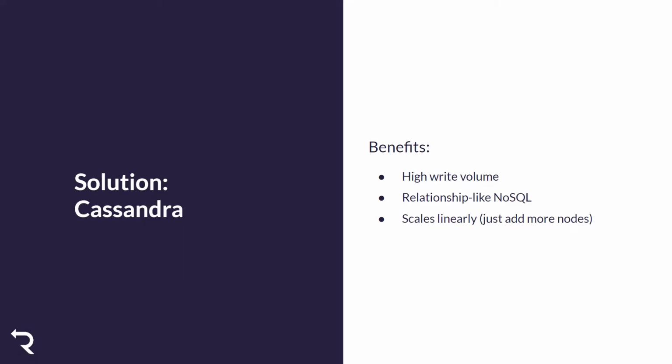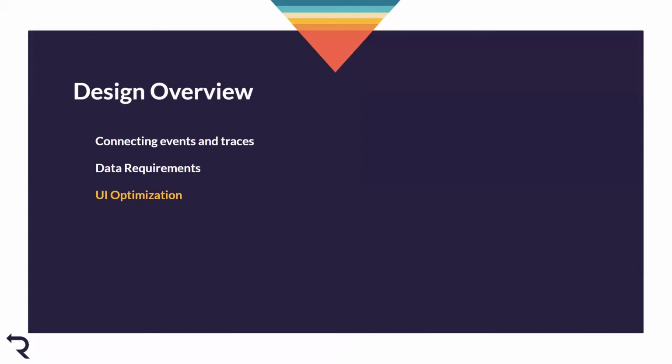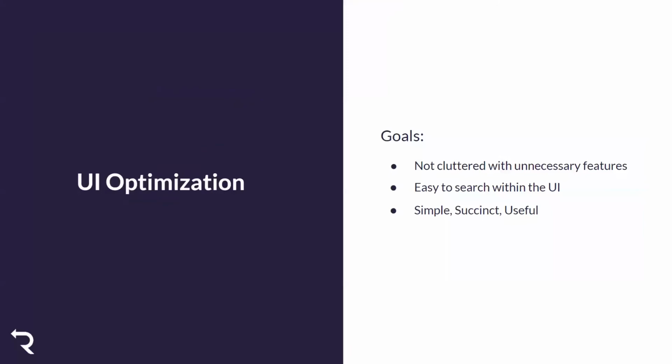So then lastly, we are going to talk about UI optimization. We want our application to be very useful to Bob. We don't want it cluttered with unnecessary features. We want it easy to search. We want simple, succinct, and useful. This means that everything has a purpose and everything has a place. Bob needs to be able to search.